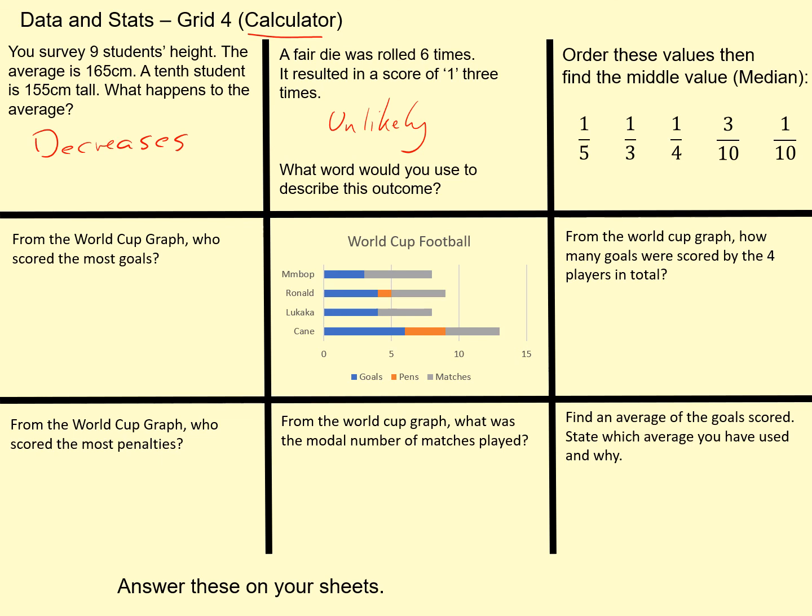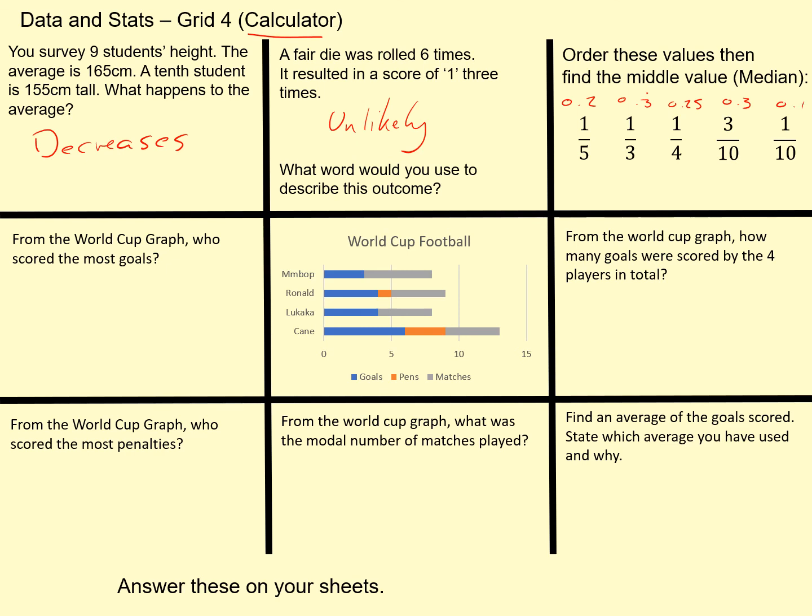Next up, it says order these values and then find the middle value. Well, if you're good with fractions and can order them as fractions, fine. If you have problems with them, you can convert them all to decimals. We've already got a process to convert to decimals. If not, it's top divided by the bottom. So 1/5 would be 0.2, 1/3 is 0.3 recurring, a quarter is 0.25, 3/10 is 0.3, and 1/10 is 0.1.